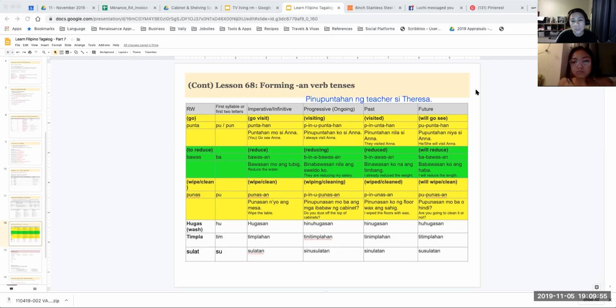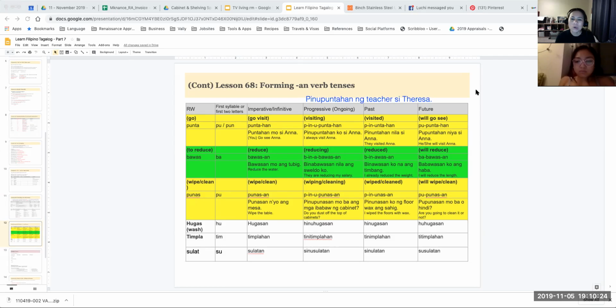So the focus is marked with ang cases, si, and then pronouns which belong to the ang group. And the teacher, for example, in this sentence, pinupuntahan ng teacher, teacher is the object still, but we have to mark them with nang. And that's how we know which one is the object placed as the out of focus.